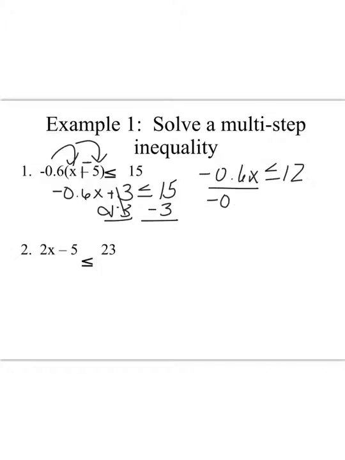I'm going to divide each side by negative 0.6. Because I divided by a negative number, that sign is going to flip from less than to greater than now. And 12 divided by negative 0.6 will give me negative 20.